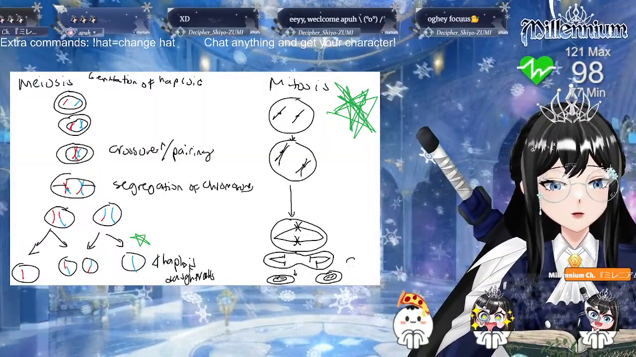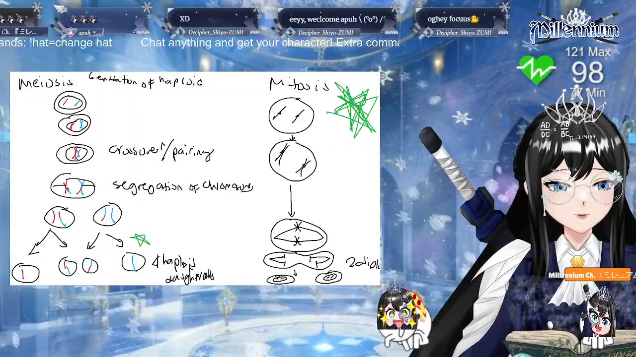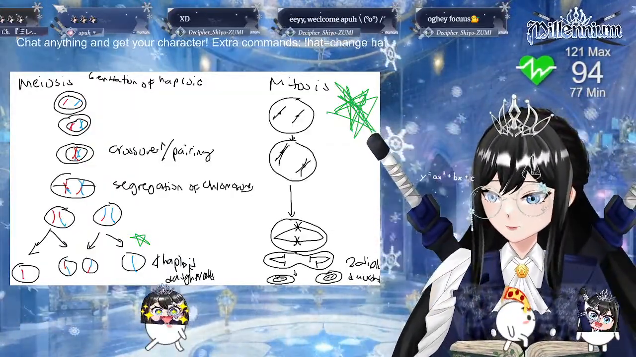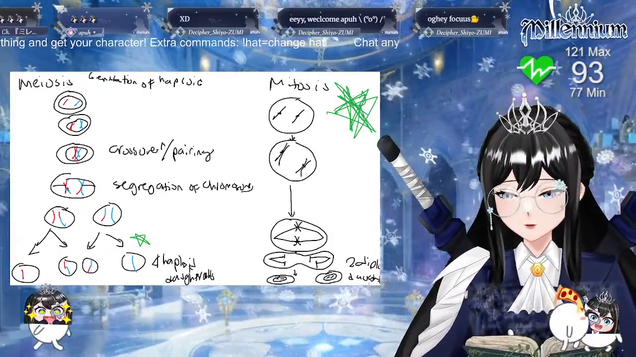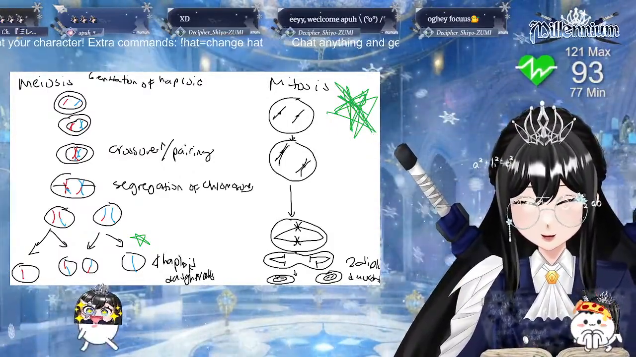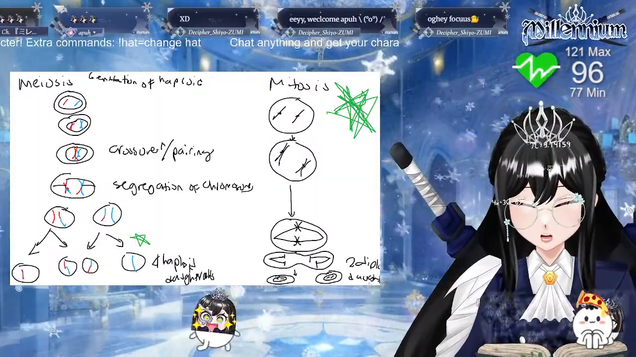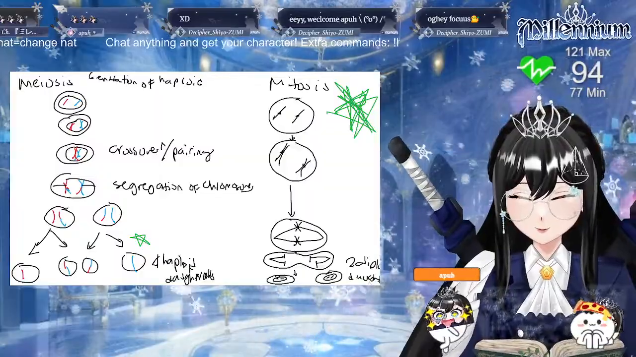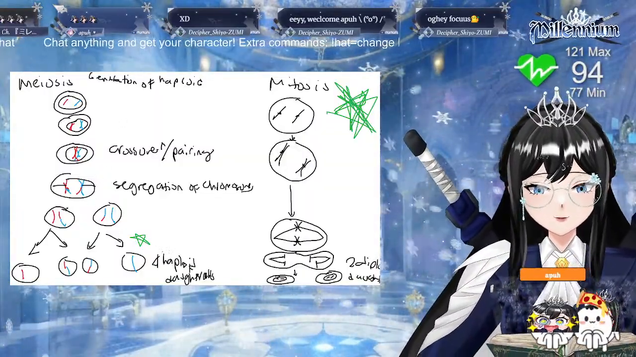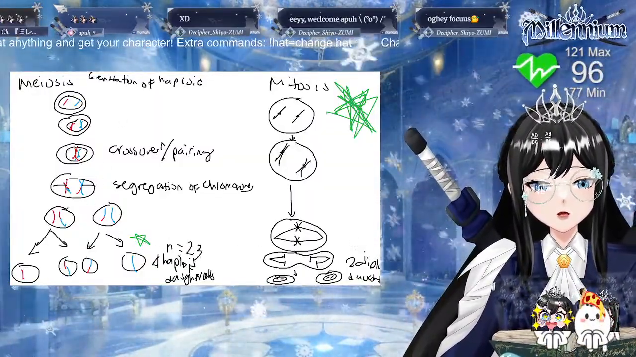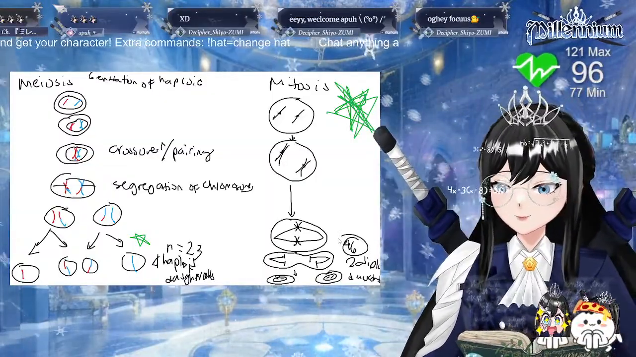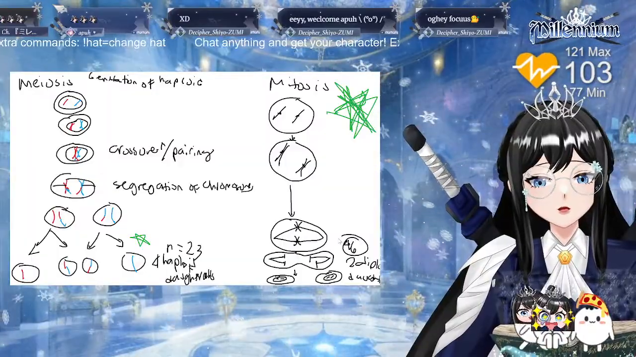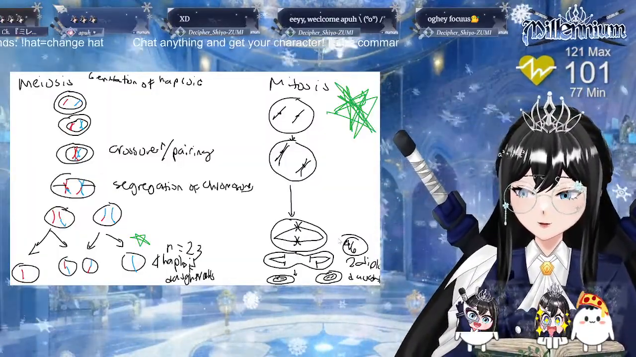And then this one is 2 diploid daughter cells. Daughter cells just mean offspring, not necessarily like kids or something. It's just the term. And then that's n equals 23. So here you have 46 total. So that's mitosis and meiosis.